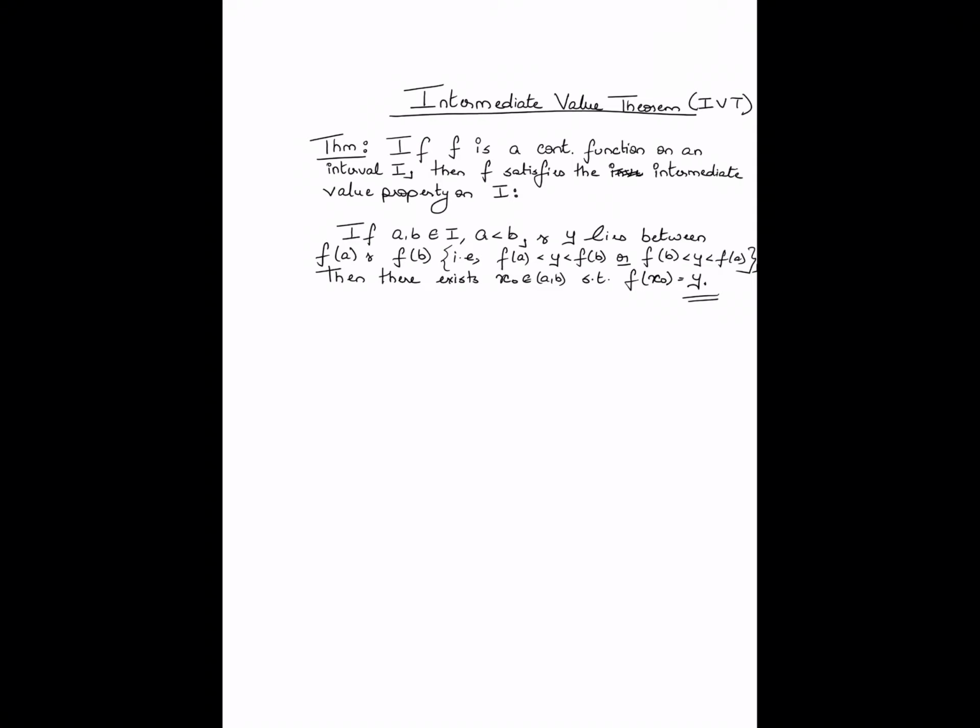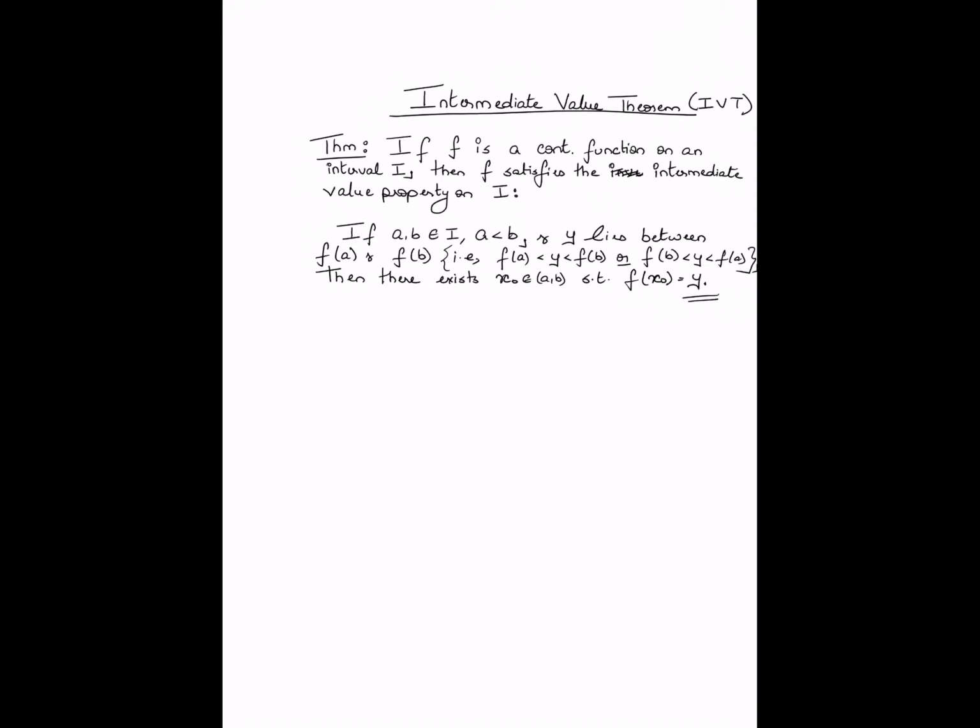If you pick any two elements a and b in the interval I, such that a is less than b, and suppose that y lies between the function values at a and b, that is, y lies between f(a) and f(b). What does it mean to say y lies between f(a) and f(b)? Either f(a) is less than y, which is less than f(b), or the other way around: f(b) is less than y is less than f(a). So if y is intermediate between the function values at a and b, then there exists some x₀ between a and b such that at x₀ the function value is exactly equal to y.